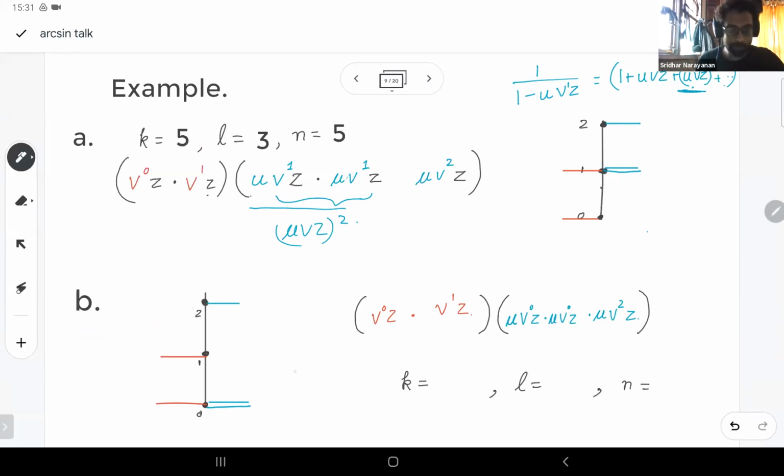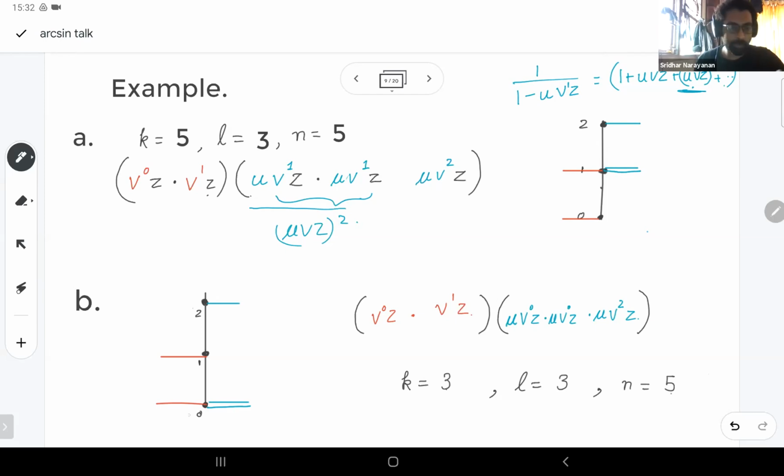For example, if you want to find k, that would be the total size of this partition. So it will be 2 plus 1 plus 0 plus 0 plus 0, so it will be 3. And then L is the number of u's. The u terms come from the denominator, which are colored in blue, so L is the number of blue lines. So L is 3. And n is just the total number of lines, so n will be 5. So it's 3 blue lines and 2 red lines.